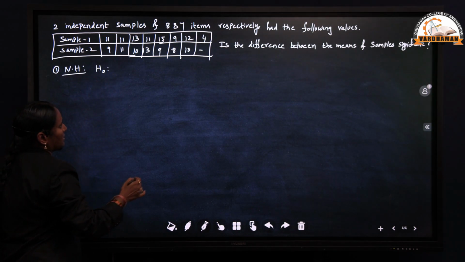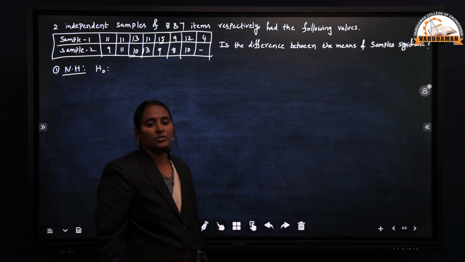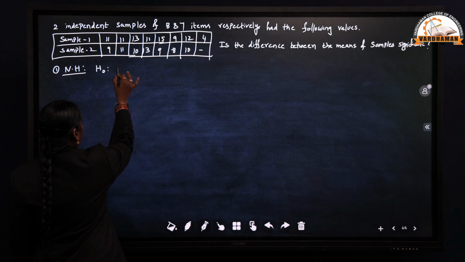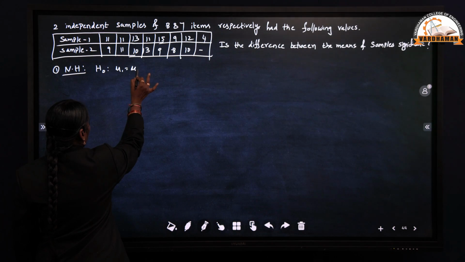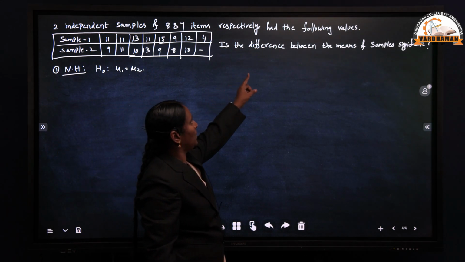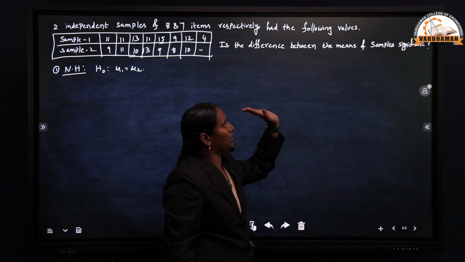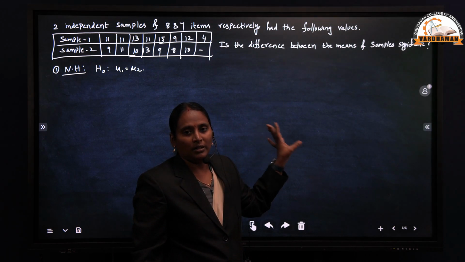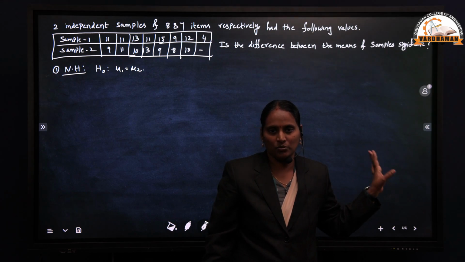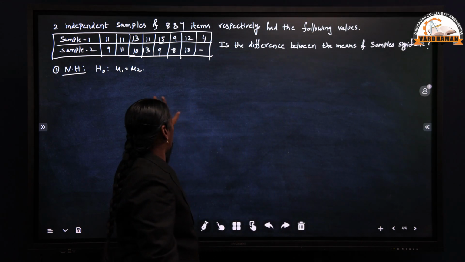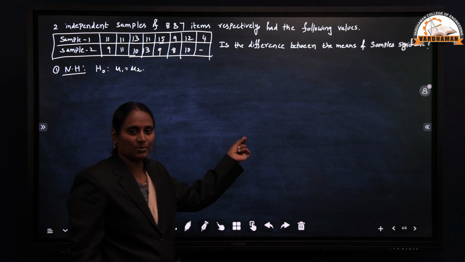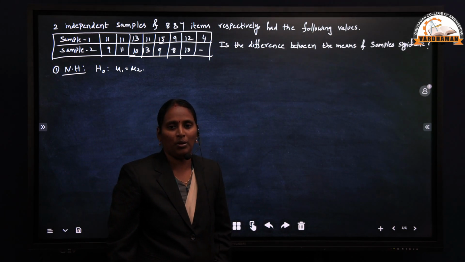So we are going to check that there is no significant difference between the two types of means. So it means that we are taking H0: mu1 is equal to mu2. This is our null hypothesis because in the given problem they are asking, is the difference between the means of samples significant? It means we are taking that there is no significant difference between the two types of samples. So we are taking H0: mu1 equals mu2. It means that these two samples have been drawn from the same normal population.